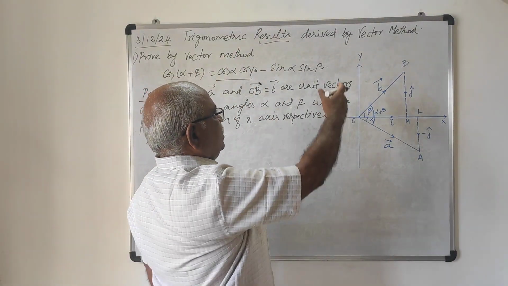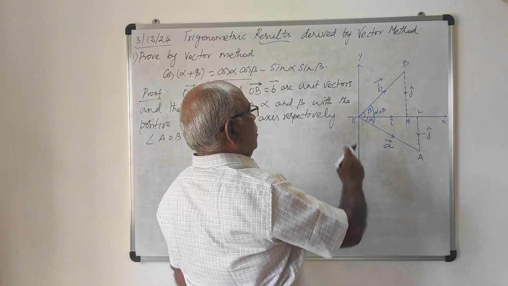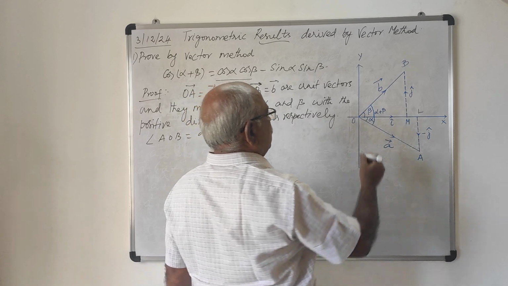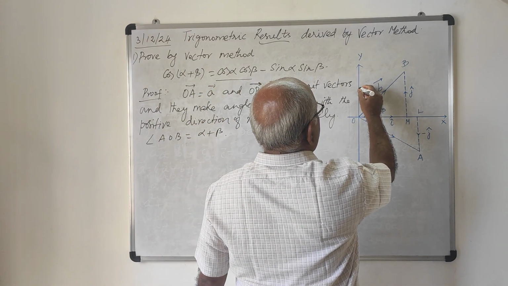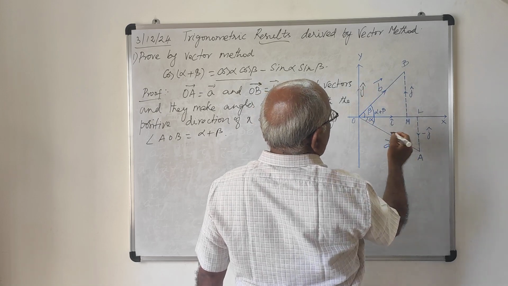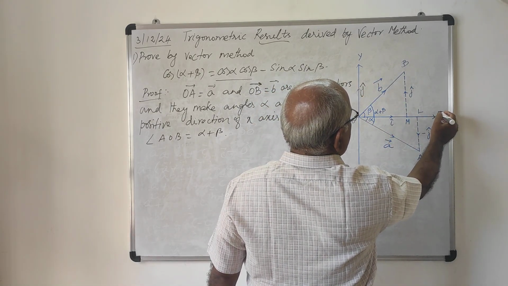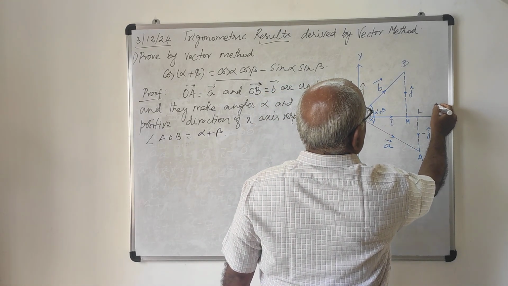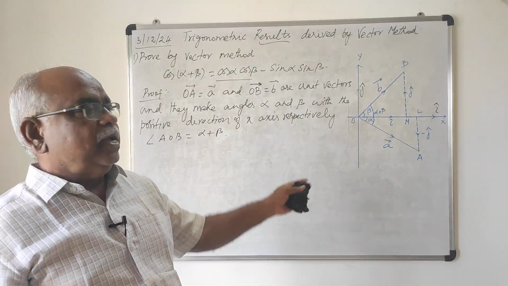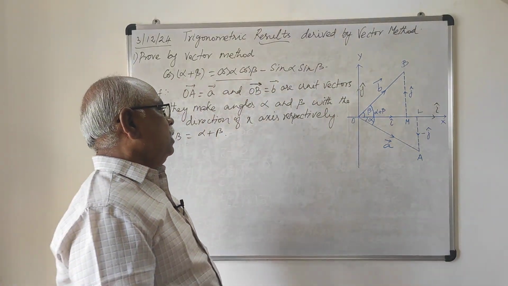For that, consider this diagram. O is the origin, OX and OY are the coordinate axes. You know the vector acting along the y-axis is the J vector, and the vector acting along the x-axis is the I vector, a unit vector. I and J are the unit vectors acting along OX and OY respectively.